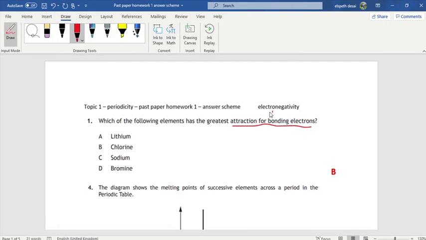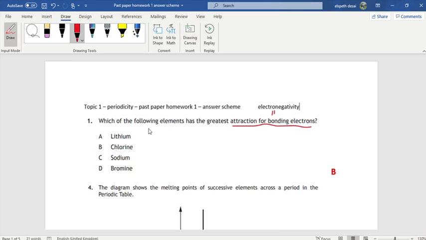Once you've realised that, it should be a fairly easy question. So we're saying which of the elements has the greatest attraction for the bonding electrons. That means the highest electronegativity. And what you should remember is that you can find the electronegativity values for the elements in the data book. You would just need to use the contents page. I think it's on page 11, so you can just look these up in a table.